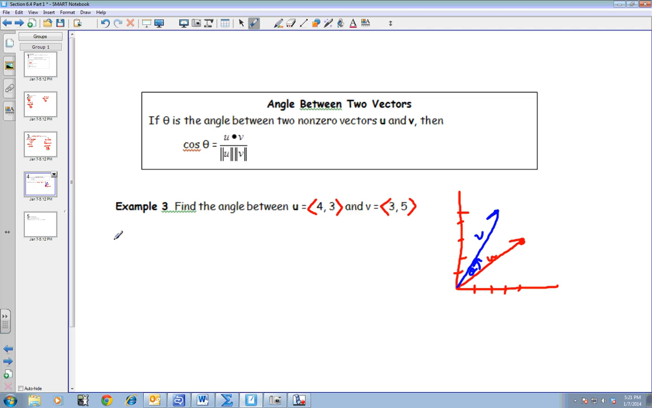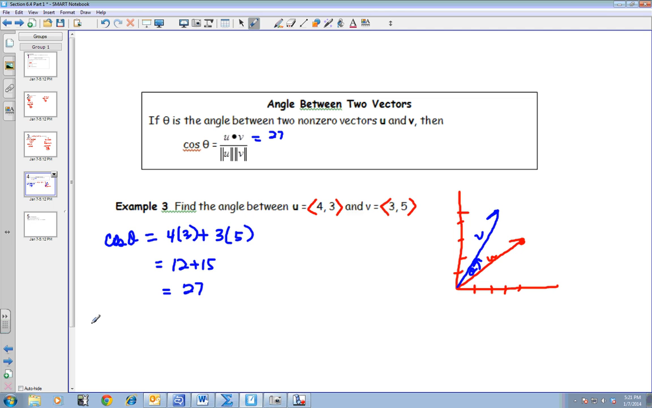So it says I can find the angle by cosine theta equals. I need to find the dot product of u and v. So let's do that first. The dot product would be 4 times 3 plus 3 times 5. So that's 12 plus 15. So I know that top part is 27. And I'll fill all that in a minute.